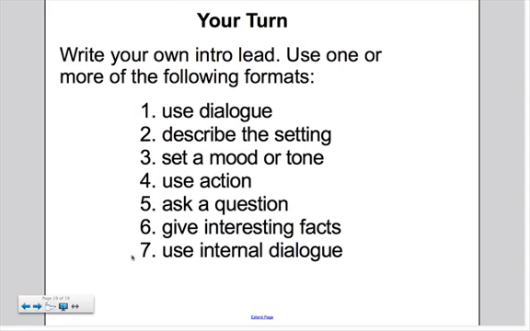Okay, now it's your turn. Write your own intro lead. Use any or one of the following formats. Pick a few people from the class to share and see if you can pick out what the person used. Did they use dialogue? Did they describe the setting? Or did they give interesting facts? Again, you only need a paragraph to do an intro lead.